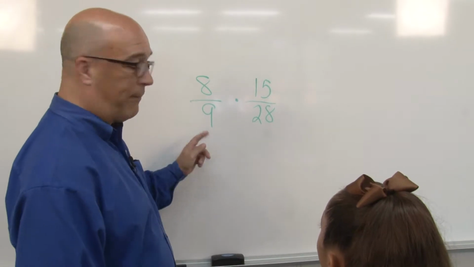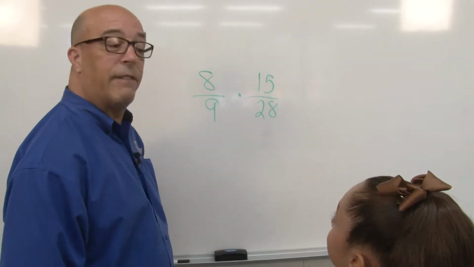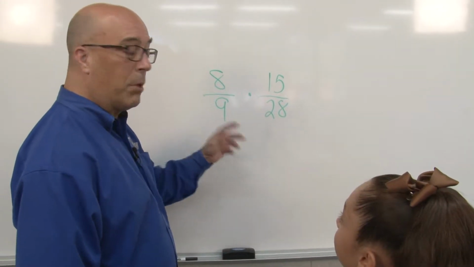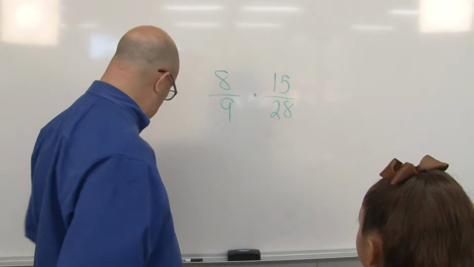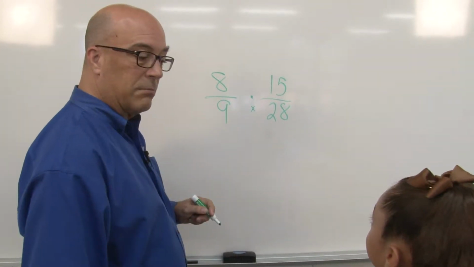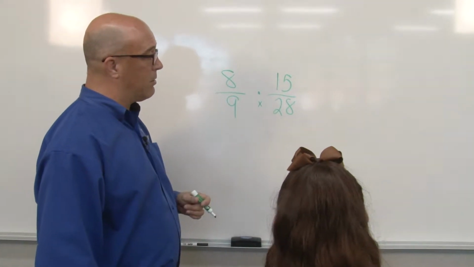What's the first one? 8/9. 8/9. And the second one is? 15/28. 15/28. And what do we need to do with these? Multiply. Multiply them, right? So that's a multiplication symbol, all right? Sometimes you'll see it like that also, all right? So how do you think we're going to multiply these? What should we do first?